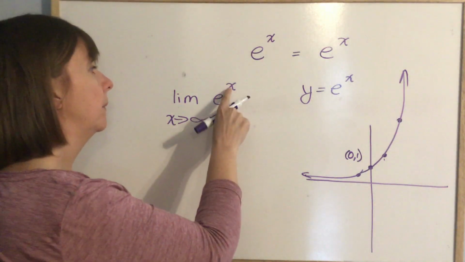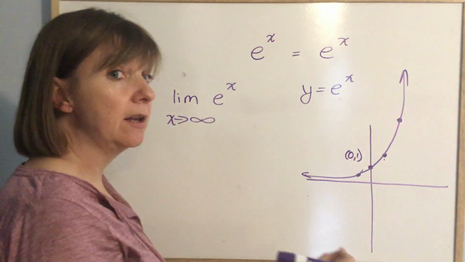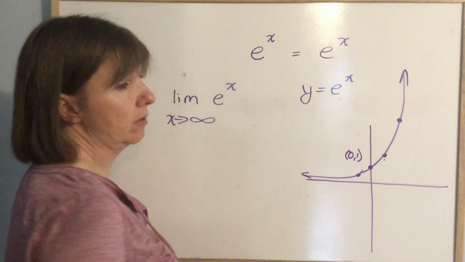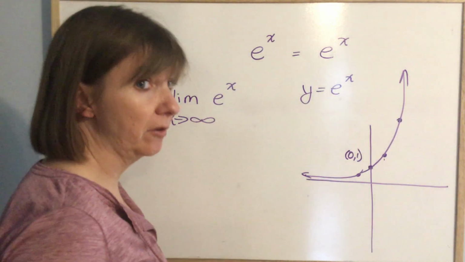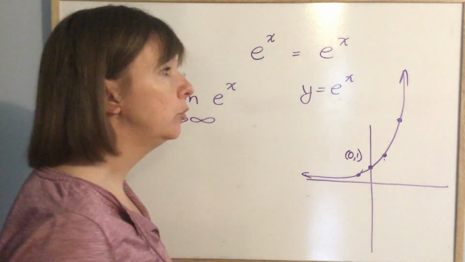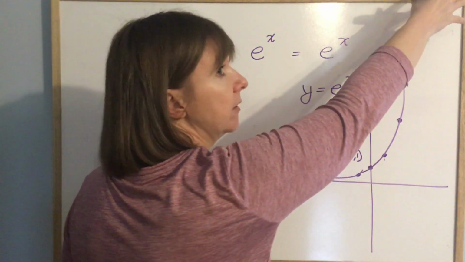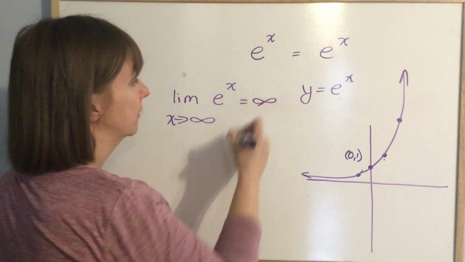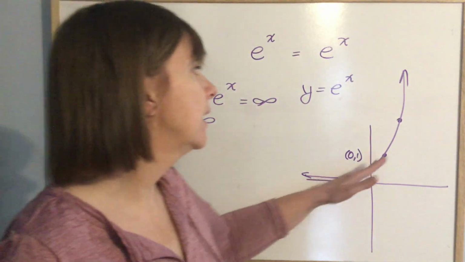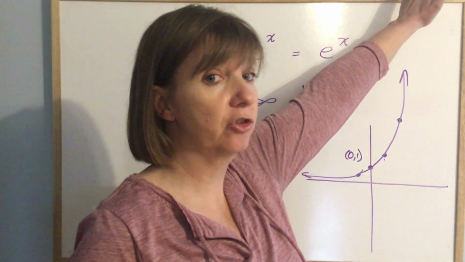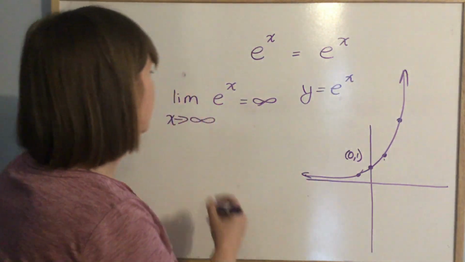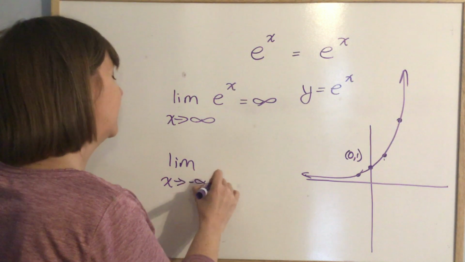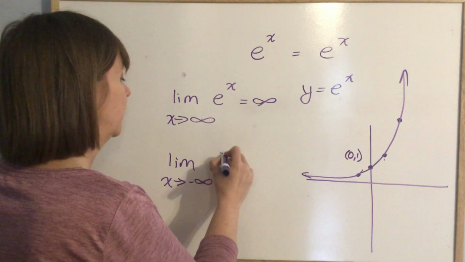If my x was infinity, if it was a really big number, if I had e to the thousandth, okay, if I had e to the 1,000, that's a really huge number. That's really high up there. So what is my limit as x approaches infinity? Well, it's infinity because the answer is extremely large. It's very, very big. Now, what is my limit as x approaches negative infinity for e to the x?